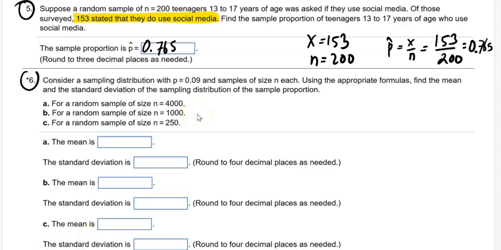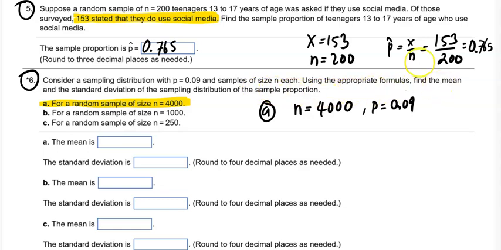Okay, question number 6. There are 3 parts here, but I will do only 1 part because the other parts are similar, you just change the sample size. So part A: n equals 4000, and consider the sampling distribution with p equals 0.09. Here the p value is 0.09. That's the population proportion. Using the appropriate formula, find the mean and the standard deviation of the sampling distribution of the sample proportion.